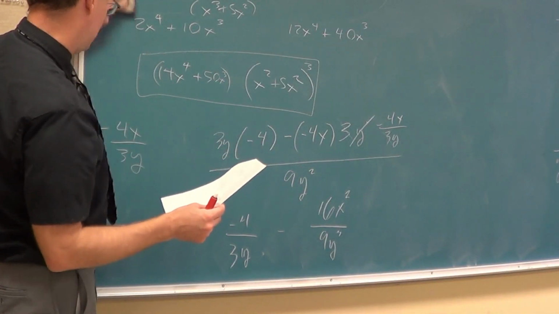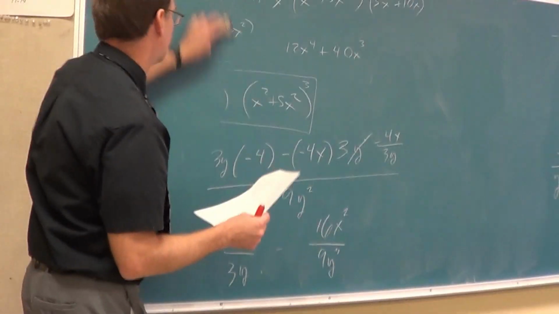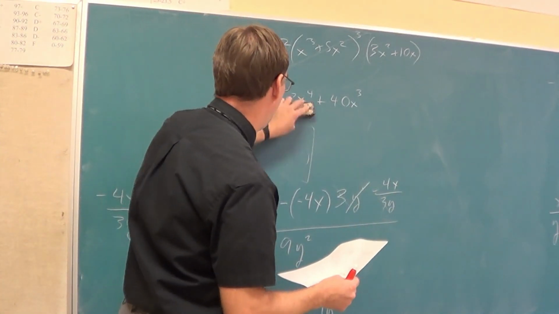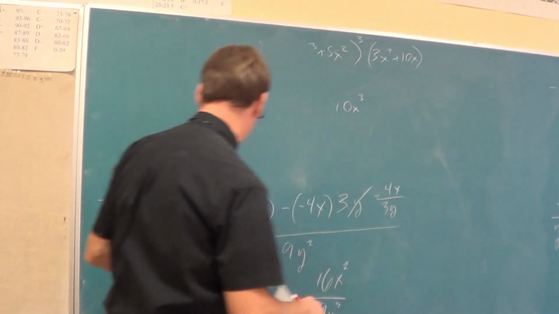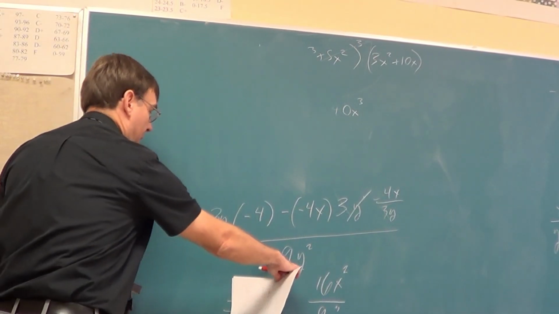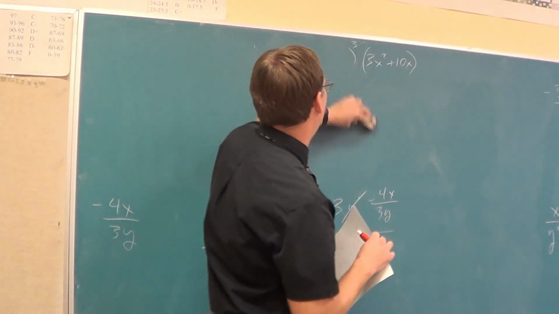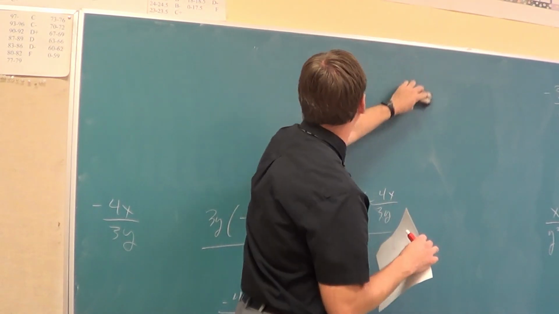Something to highlight that I've seen go wrong a lot of times is the 3 had to get squared to make a 9. That is the downfall of a lot of people.